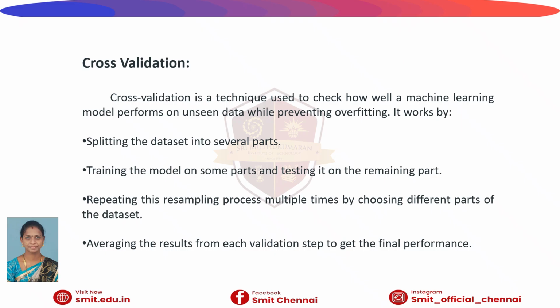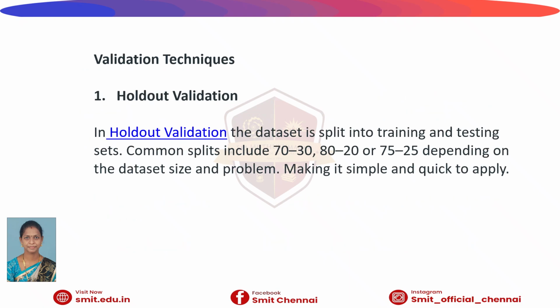Next, cross validation. Cross validation works in four steps. First, the dataset is divided into multiple parts. Second, the model is trained using some portions of the data. Third, the remaining part is used for testing. Finally, this process is repeated several times and the average performance is calculated.